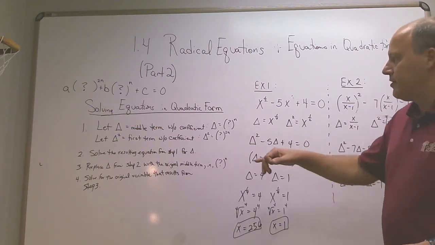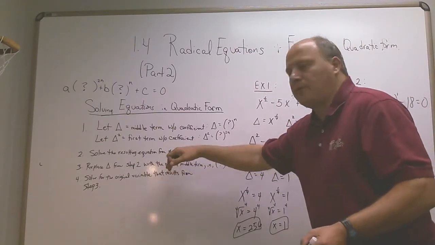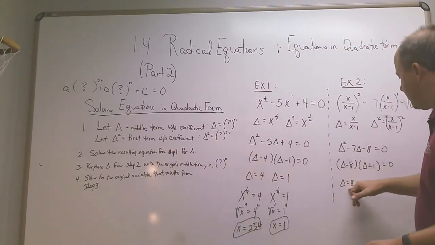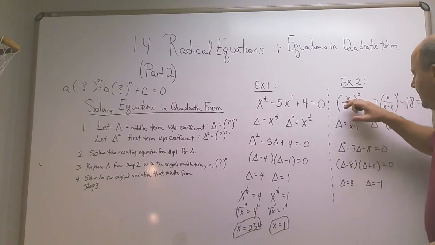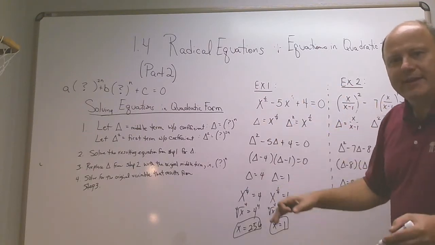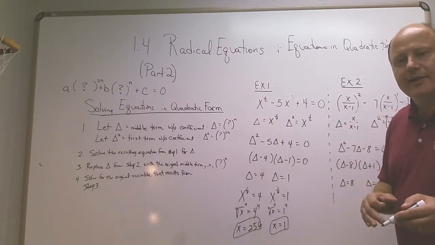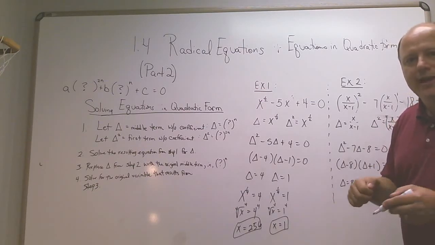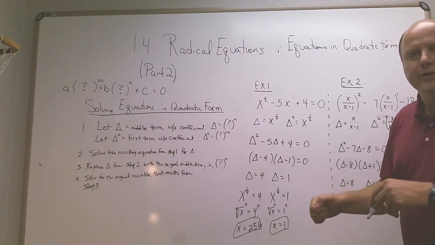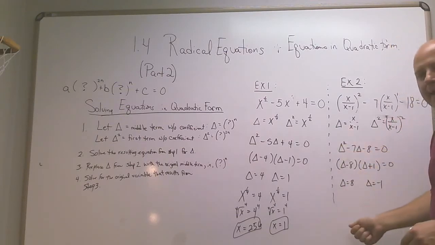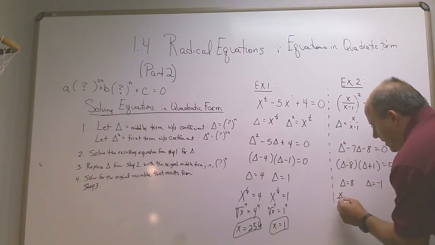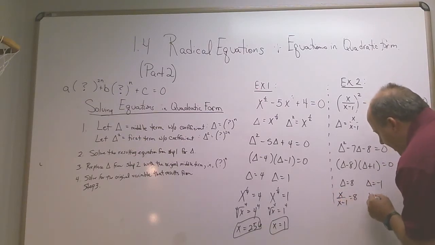Now, step number 3, replace the delta back with the original expression. In this case, what is delta? It was x over x minus 1. So that's why you want to write these down all the time. A lot of people will store it in the delta but don't write it down anywhere, and then when they need it, it's like storing a number into your calculator and forgetting where to retrieve it. So you've got to go back and retrieve that. So it'd be x over x minus 1 equals 8, and x over x minus 1 equals -1.